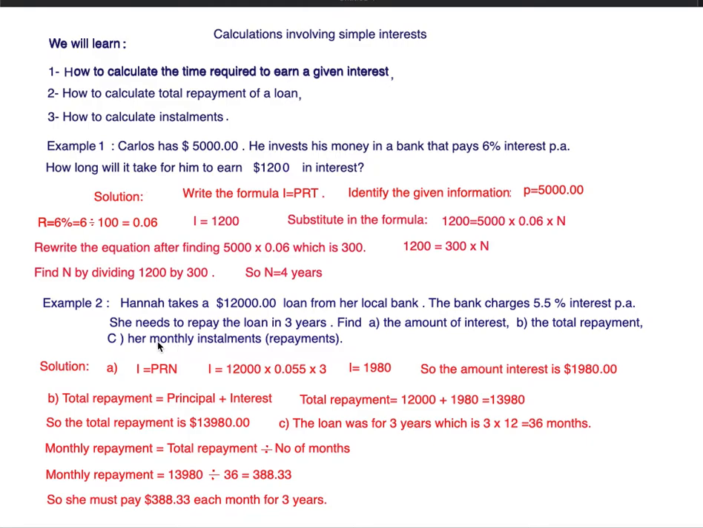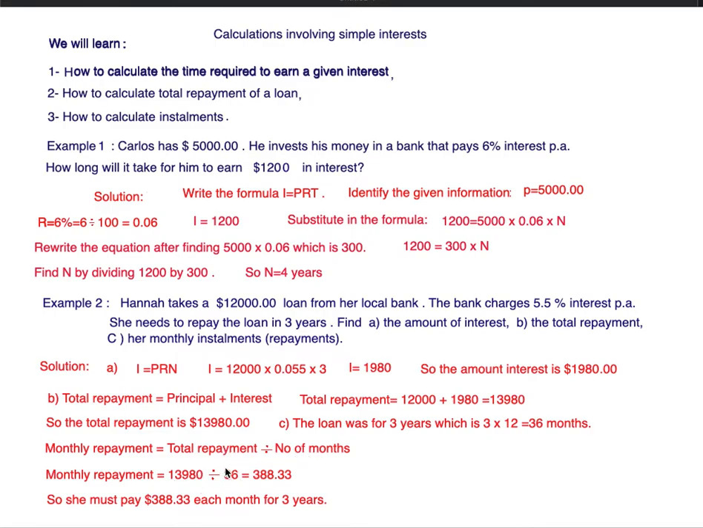Part C is her monthly installments. In other words, how much every month she is going to pay the bank in order to pay off the whole loan. Because we are talking about monthly installments, we have to see how many months we have in 3 years. So 3 times 12 is 36. So you have 36 months in 3 years, and you need to return that much money in 36 months. So you split 13,980 into 36 months. That means divide.